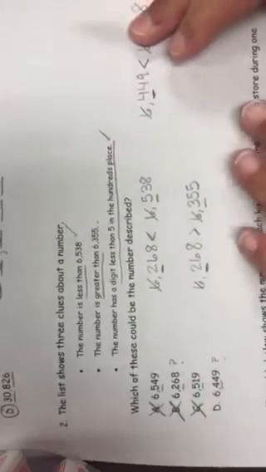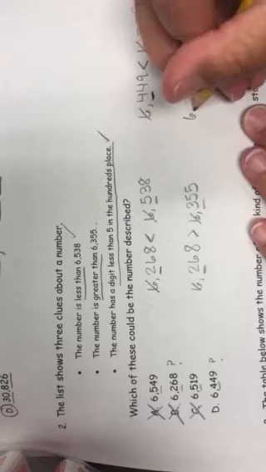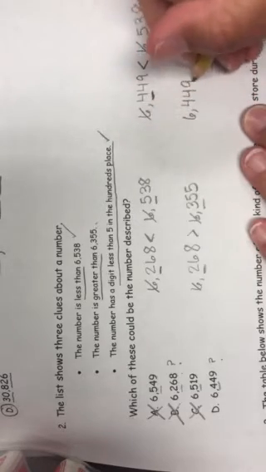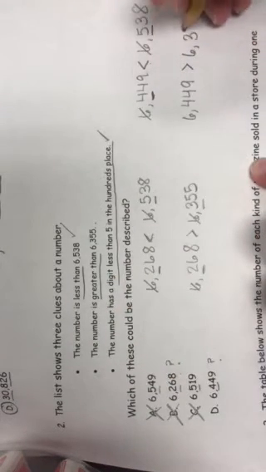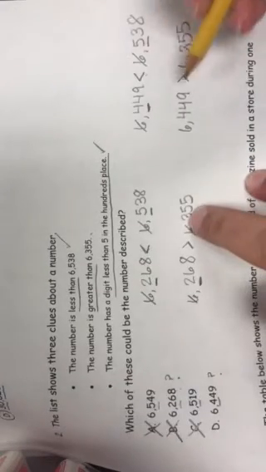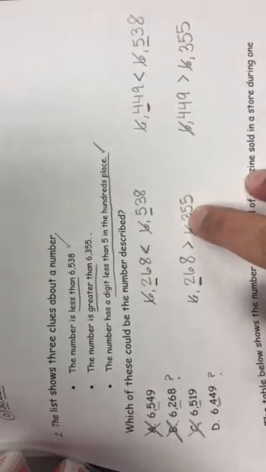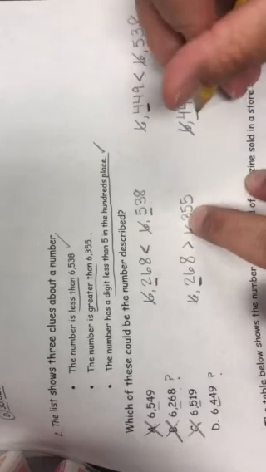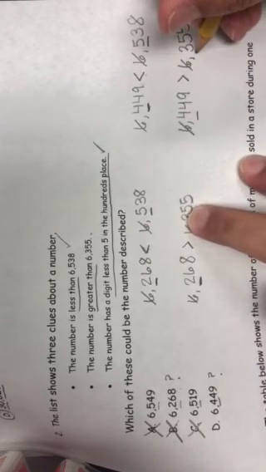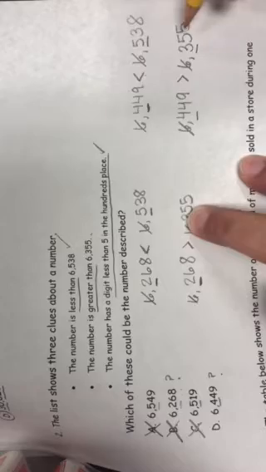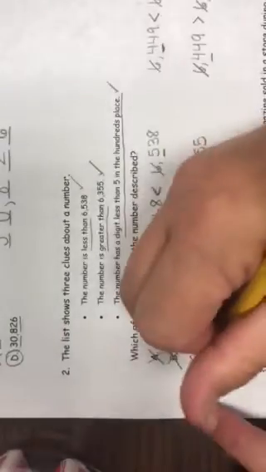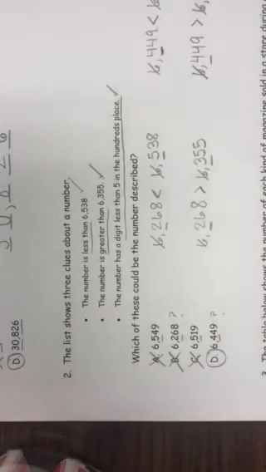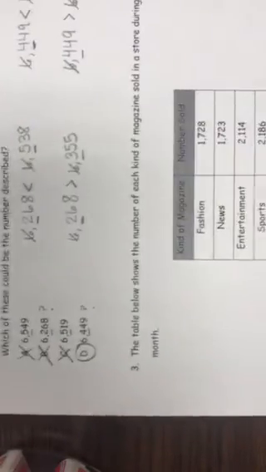Let's double check here. 6,449. What are we looking at? Greater than 6,355. Again, the thousands place. This is 400, 300. 400 is greater than 300. So guess what? D follows all three rules. D is my answer. All right, so far so good.